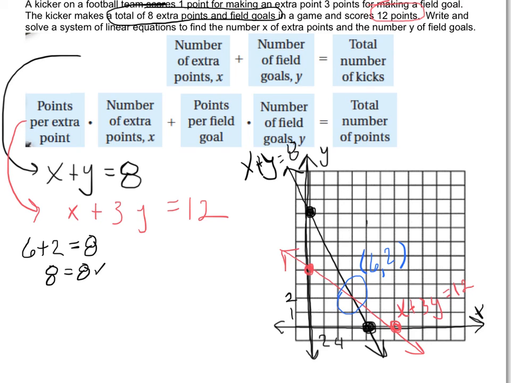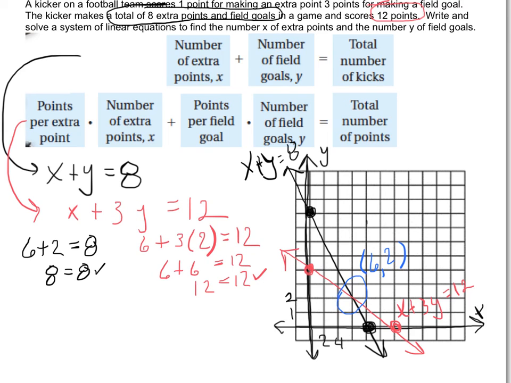Then I'll go to the red color over here, I plug in my x, so 6 plus 3 times 2 equals 12. Use my order of operations to get 6 plus 6 equals 12. 12 does equal 12. So that would tell me that we do have the right point.